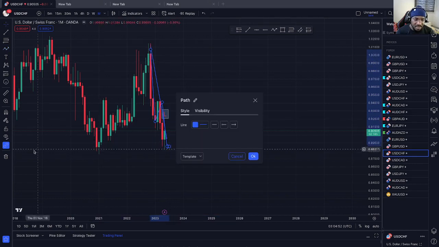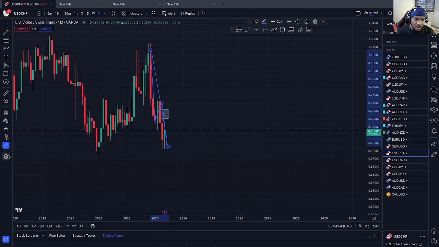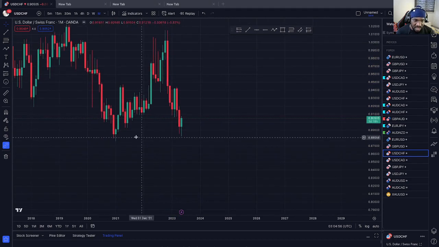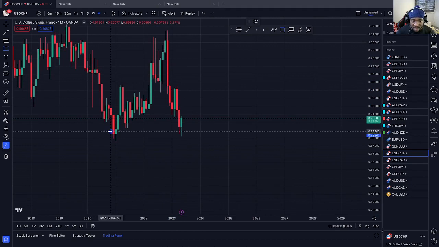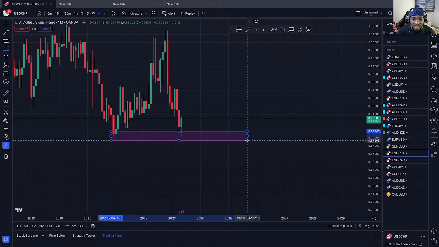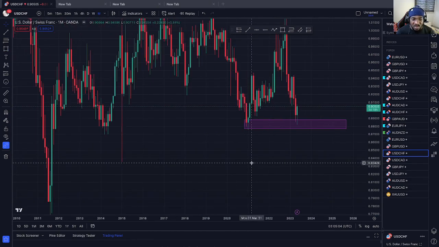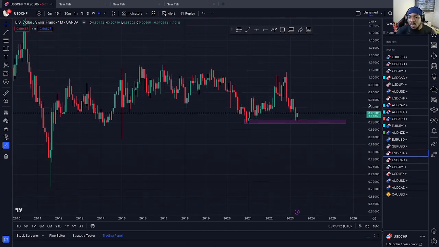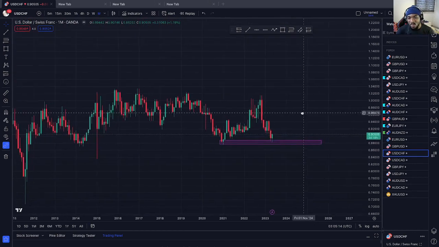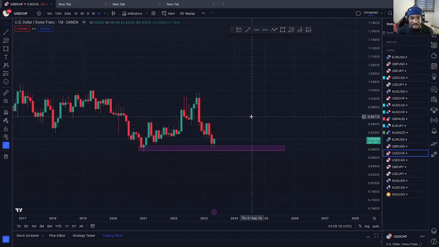So what happened in this market was that we got to a major level here, and the price is trying to change direction on this major level, which is around here. You could see that this is a major level, and we haven't really gotten to this price since 2014 or so. So what we're anticipating is we're seeing price changing direction here.